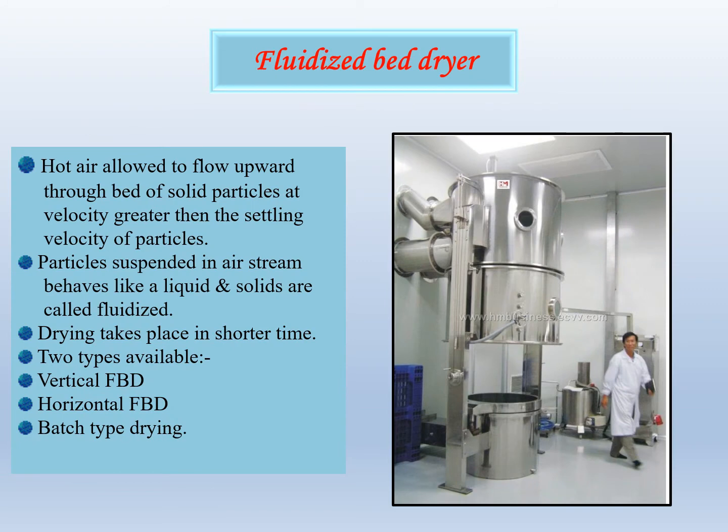Then this is the diagram of an industrial fluidized bed dryer. Hot air is allowed to flow upward through the bed of solid particles at a velocity greater than the settling velocity of the particle. Particles which are suspended in the air stream behave like a liquid and the solids are called fluidized. Then drying takes place in a very short time. There are two types of fluidized bed available, that is vertical fluidized bed dryer and horizontal fluidized bed dryer.